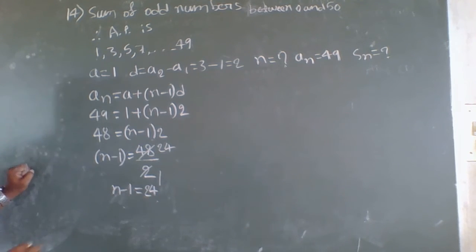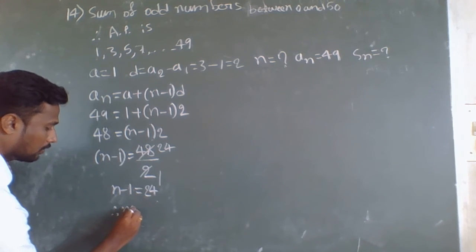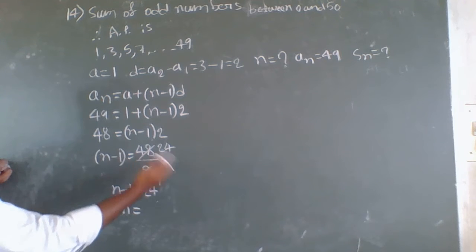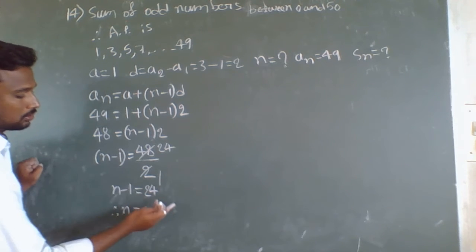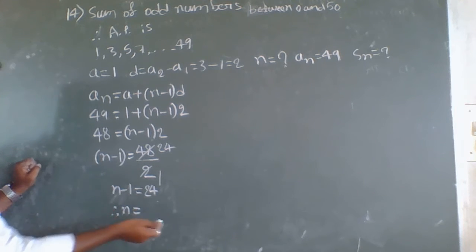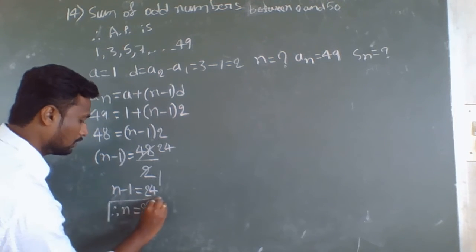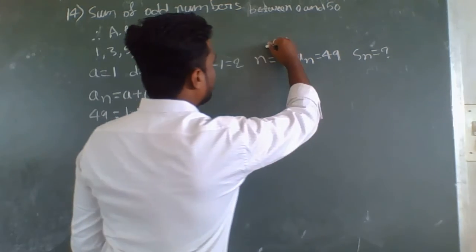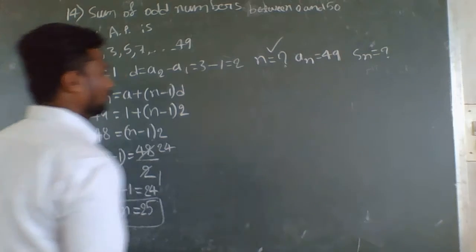Now what is the n value? Therefore n is equal to, I will move this minus 1 to the other side. Here it is a negative integer, when it is moved to the other part it becomes positive. Therefore 24 plus 1 means n is equal to 25. Now we got the value of n. So by using this n value we can calculate the Sn value.